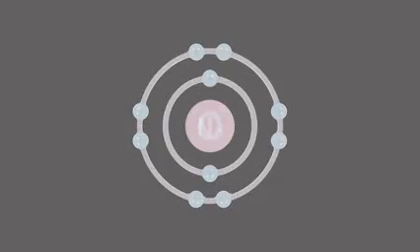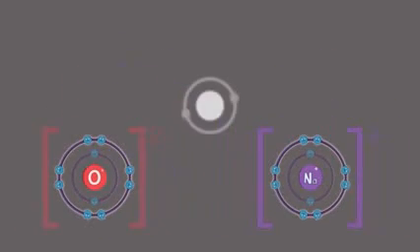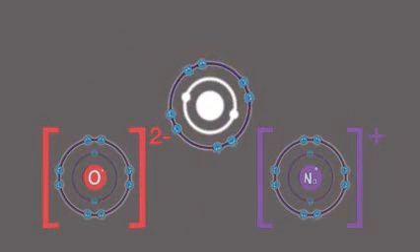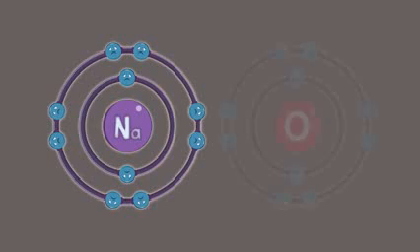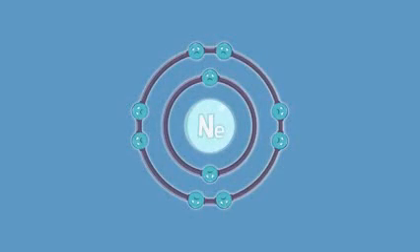If we look at the electronic structure of these two ions, we will see that they have a complete outer shell. We will also see that they have the same electronic structure as that of a noble gas. The sodium ion and the oxide ion have the same electronic structure as a neon atom.